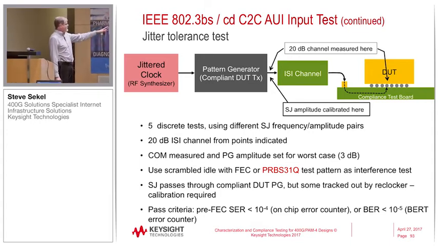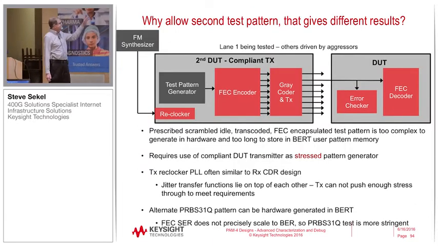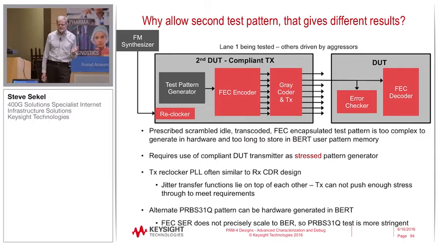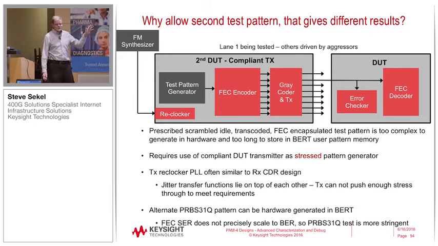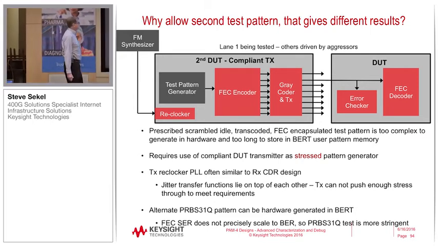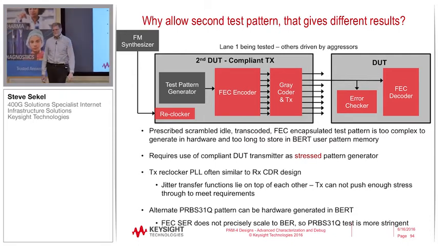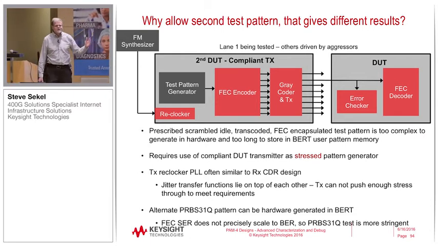So why did we introduce this in the standard? I'm not happy about it. Well, here's the problem right here, okay? So this is the prescribed test method. And again, the first time this came out was in 100 GKR. And originally they were going to pass all the stress through it. And it all gets into this problem here, this reclocker, right? Because you can't pass any high frequency stress through that reclocker. It's all going to be gone.